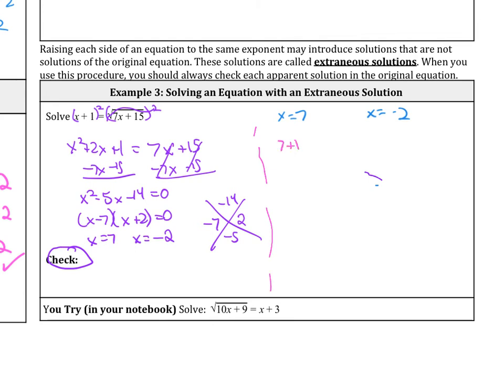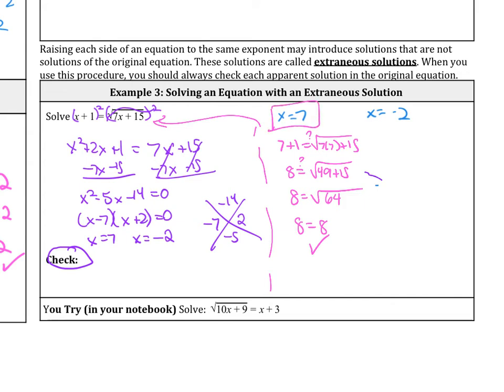So 7 plus 1, does that equal the square root of 7 times 7 plus 15? Again, I'm plugging it into the original here. So 8, does that equal the square root of 49 plus 15? That is 64. So square root of 64 is 8. And so 8, that is a solution, so I'm going to go ahead and box that.